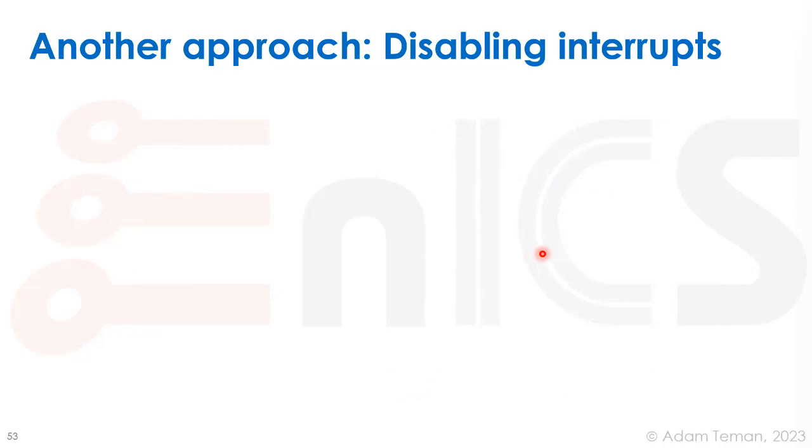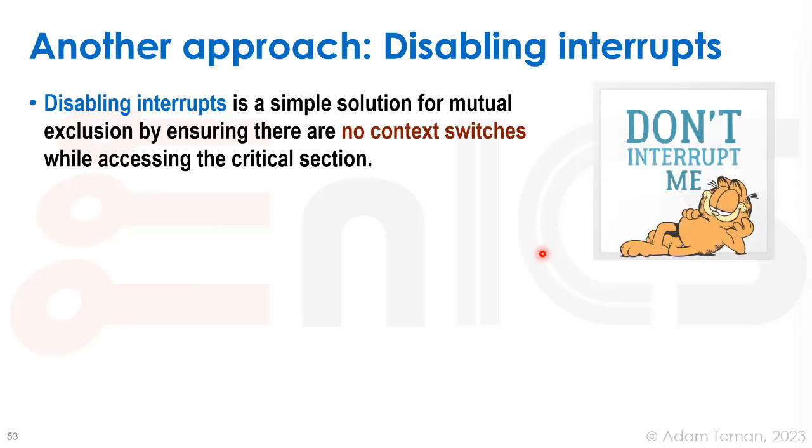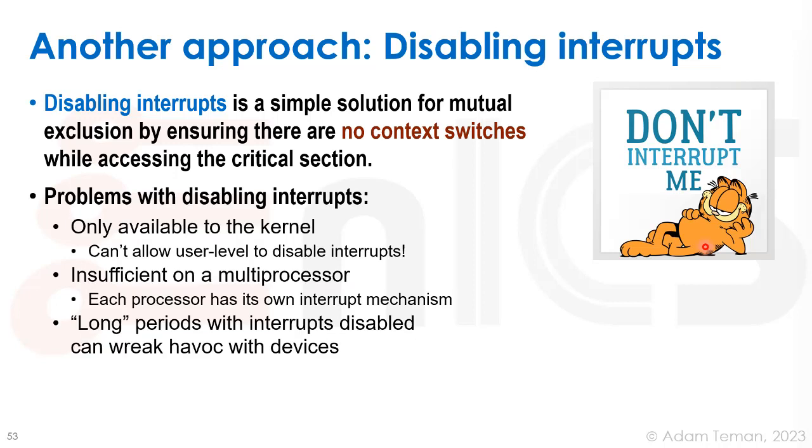So just as a side note, there's another approach to acquiring mutual exclusion, which is by disabling interrupts. Disabling interrupts is a simple solution for mutual exclusion by ensuring that there are no context switches while accessing the critical section. And as Garfield says, just don't interrupt me. The problem with disabling the interrupts is that it's only available to the kernel. You can't allow the user level to disable all the interrupts in the machine. It's insufficient on a multiprocessor because each processor will have its own interrupt mechanism, so this probably won't work.